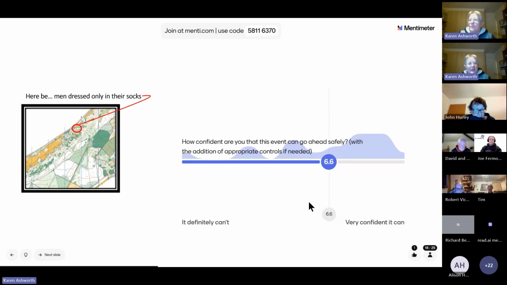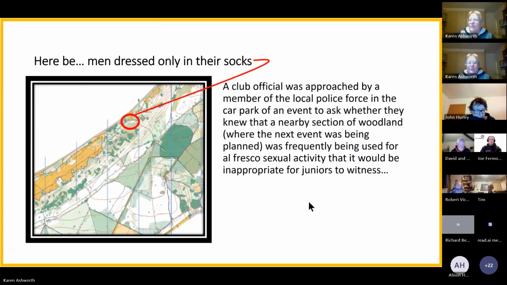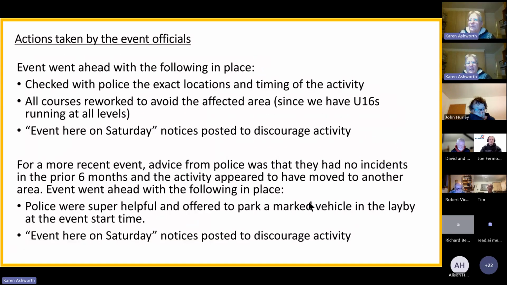Right, much bigger spread of opinion this time. So what actually happened? The event did go ahead, but some serious checking with the local police about the exact location and timing of the activity that they knew about turned out to be on the scarp slope down towards the road. So we reworked all of the courses to avoid them going through that area, because we do have under 16s who run on all of our courses at a local event.